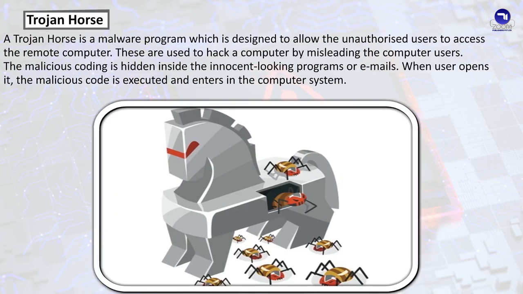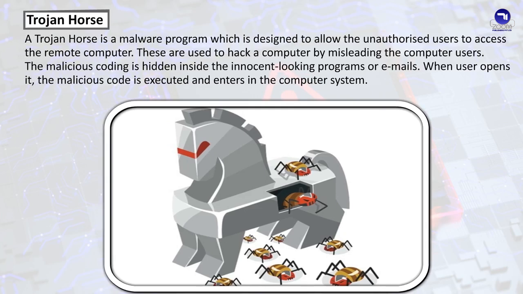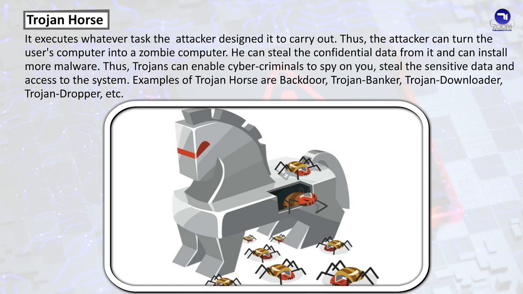Trojan horse. A Trojan horse is a malware program which is designed to allow unauthorized users to access a remote computer. These are used to hack a computer by misleading the computer users. The malicious code is hidden inside innocent-looking programs or emails. When the user opens it, the malicious code is executed and enters the computer system. It executes whatever task the attacker designed it to carry out.